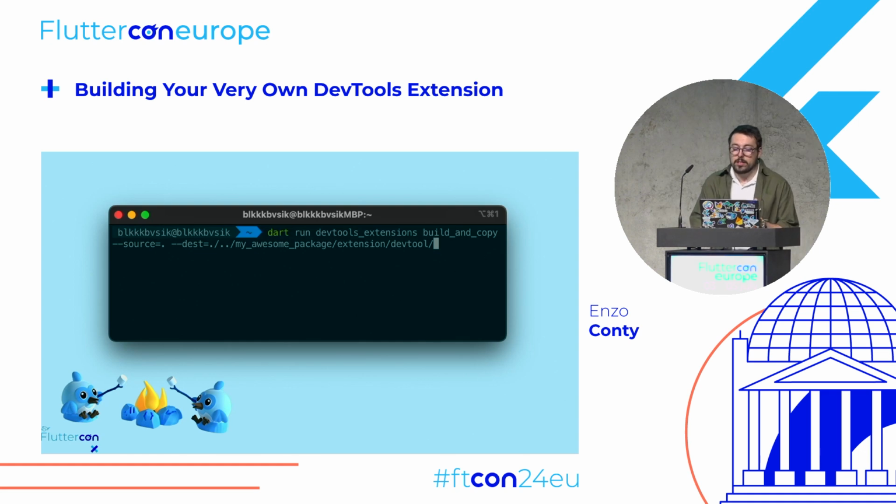And then after that you have the release run, where you just use this command, which is dart run devtools_extensions build_and_copy. What it does is build the same as if you were doing flutter build web, and from the build directory that it creates, it takes the whole list of files and puts them in the other package, what we see here, my awesome package's extension directory.